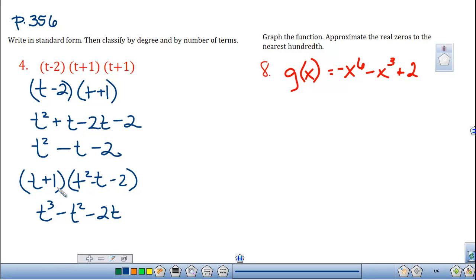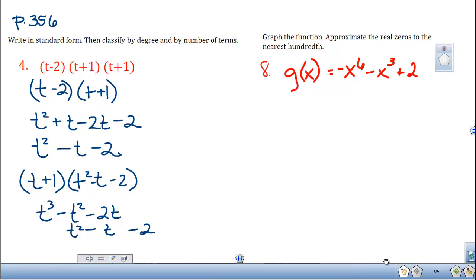Now let's move to the 1. 1 times t squared is positive 1t squared. I'm going to put it right underneath here because they are like terms. 1 times negative t is negative t. And 1 times negative 2 is minus 2.